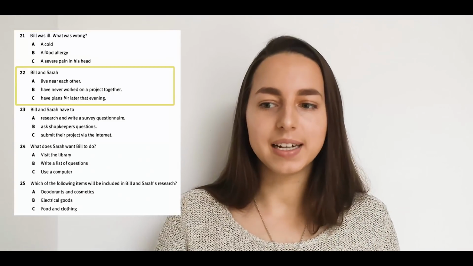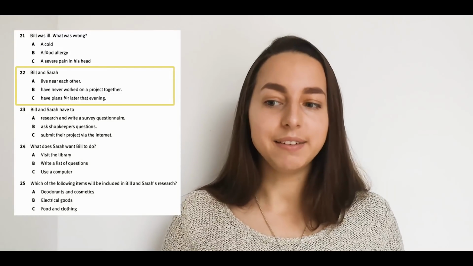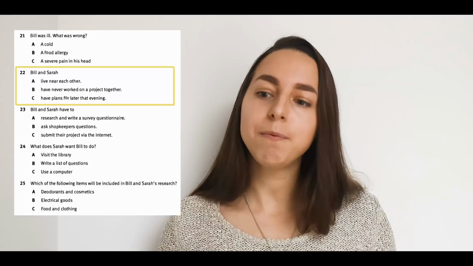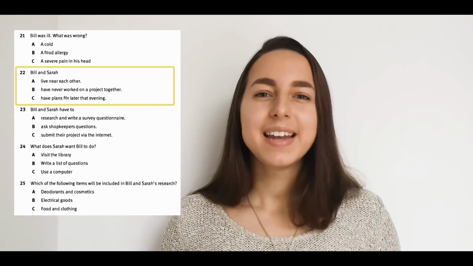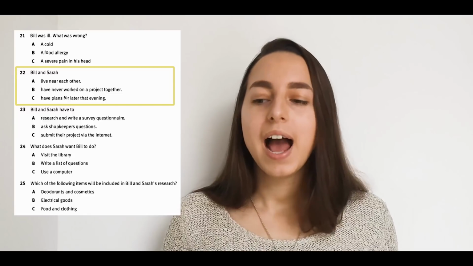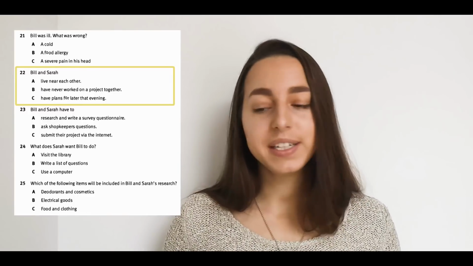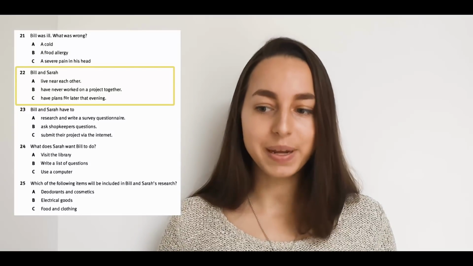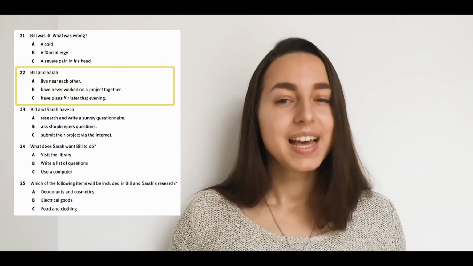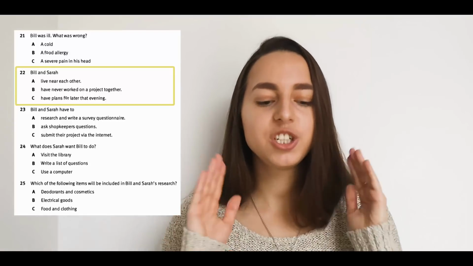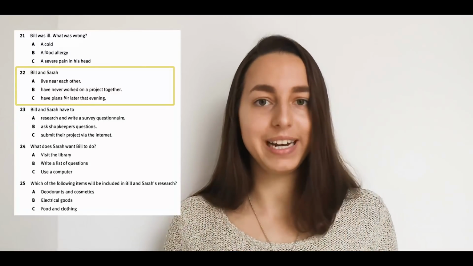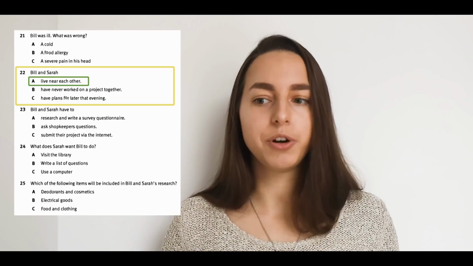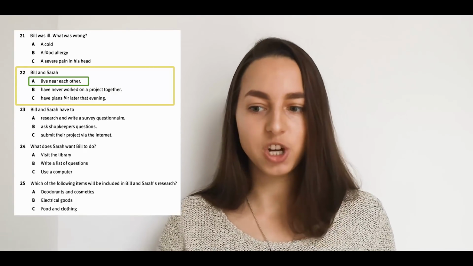Moving on, 22nd. Bill and Sarah, A, live near each other, B, have never worked on a project together, and C, have plans for later or evening. Now let's skip a little bit of the recording, and then Sarah says, no, it's just us, no one else. Mr. Donaldson put us down as B team because we live near each other. This is quite straightforward. She just says bluntly and directly, we live near each other. And therefore, for the question number 22, this is a correct answer. A, they live near each other.